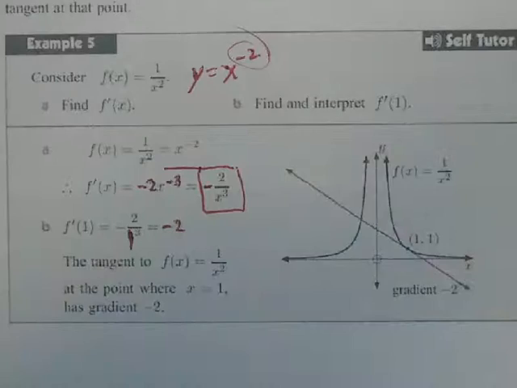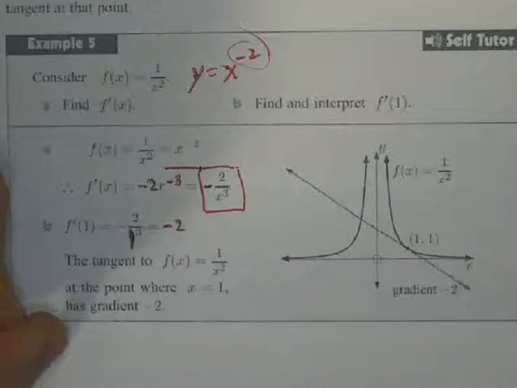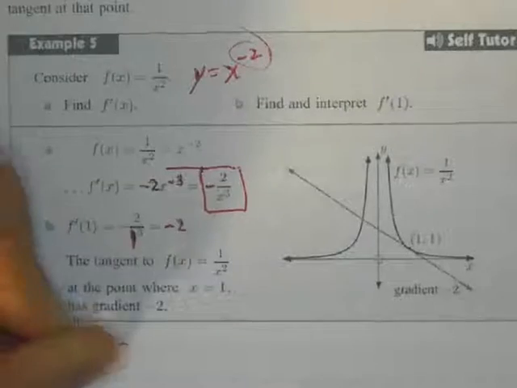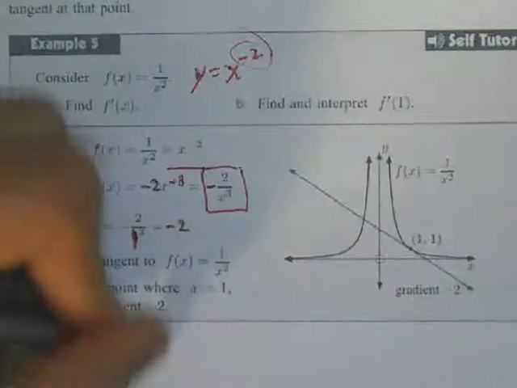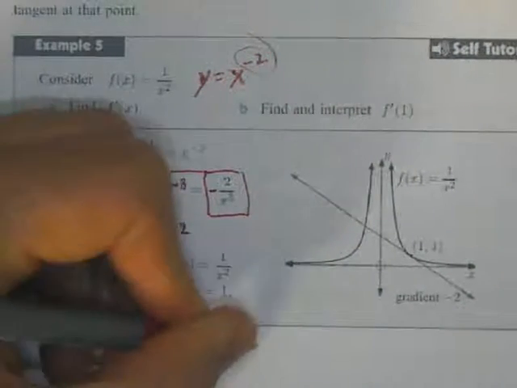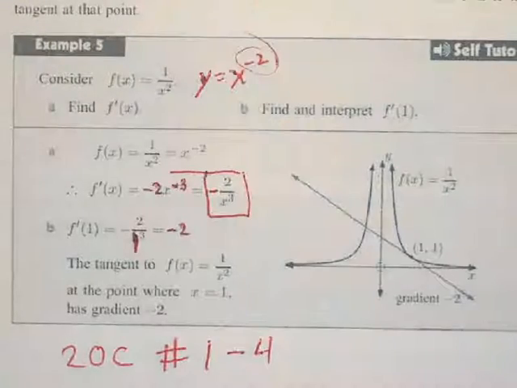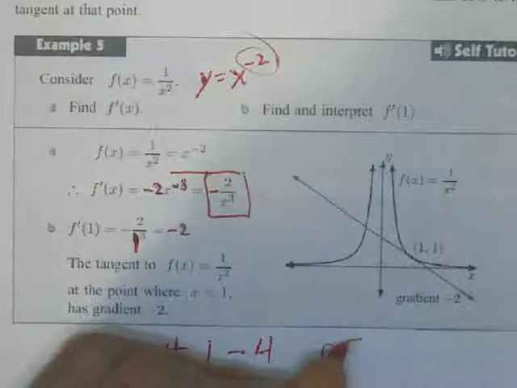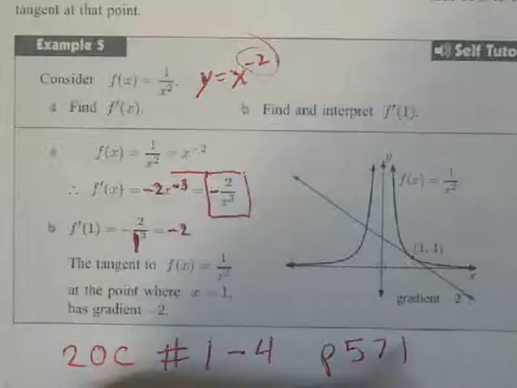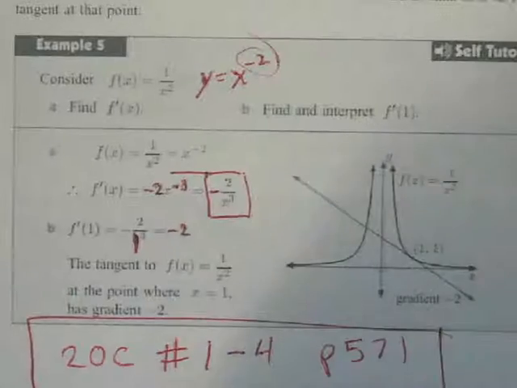Tonight's assignment is exercise 20C, numbers 1 through 4 on page 571. This is not going to take you very much time at all.